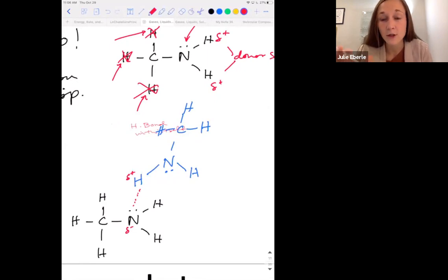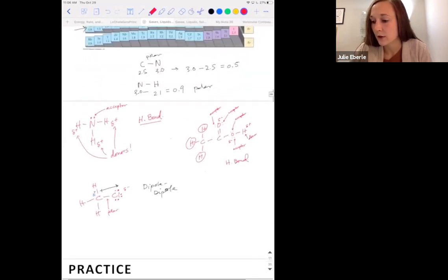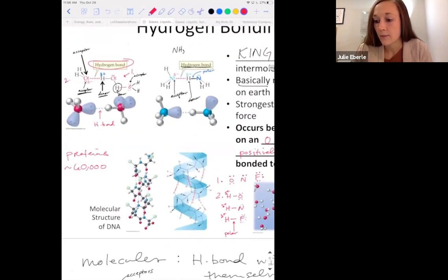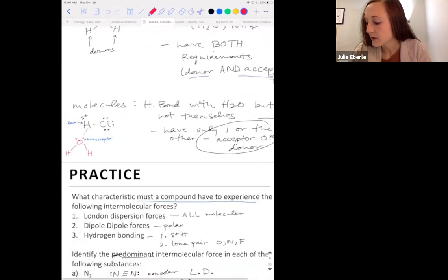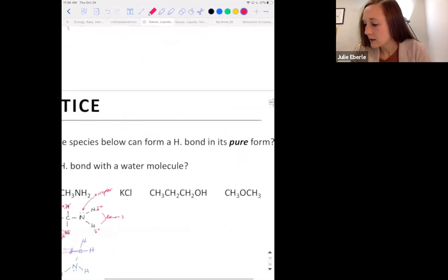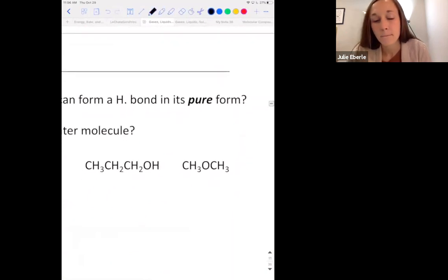You would orient the donor of one close to the acceptor of another. Make sense? If I ask you to draw that on an exam, you have two really good examples with water and nitrogen up here. That shows you to orient the donor of one in proximity to the acceptor of another molecule. Now I want to look at this last one over here. Any questions on the one we just did?